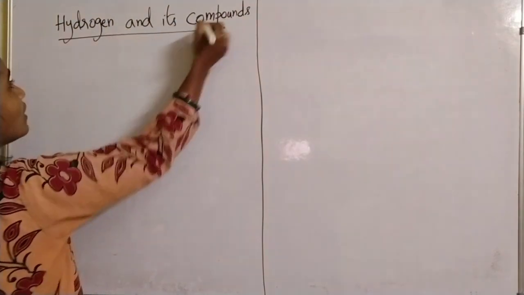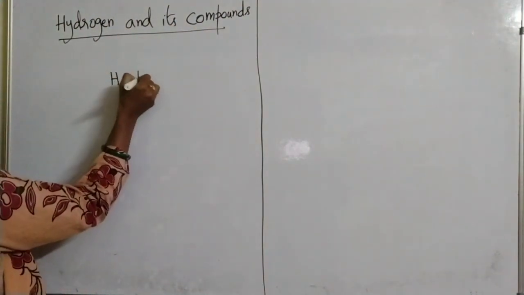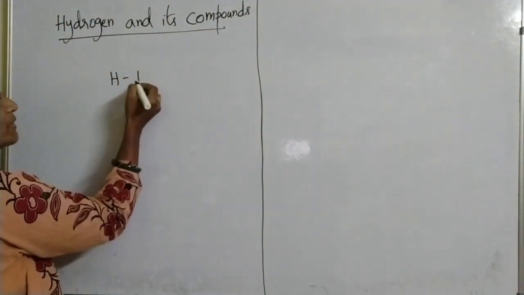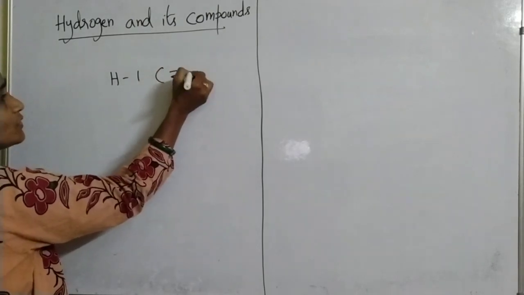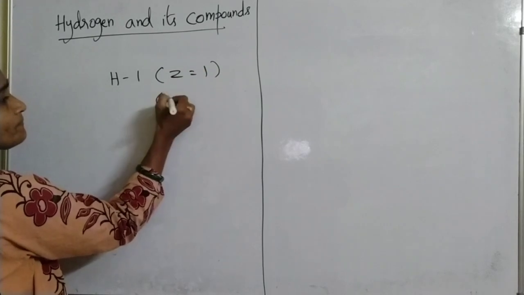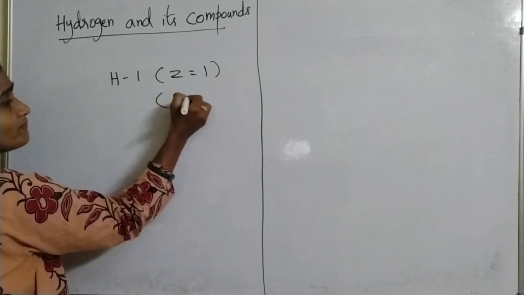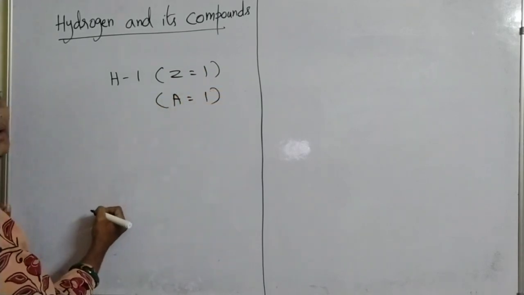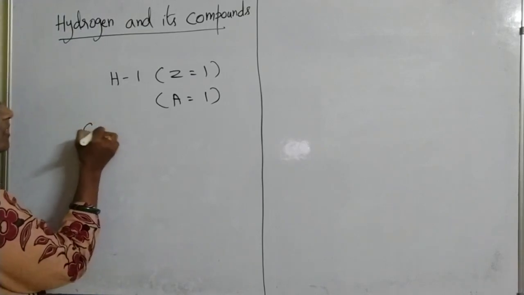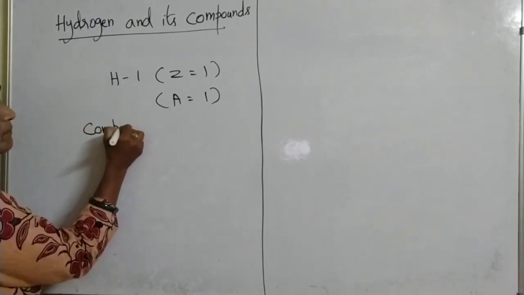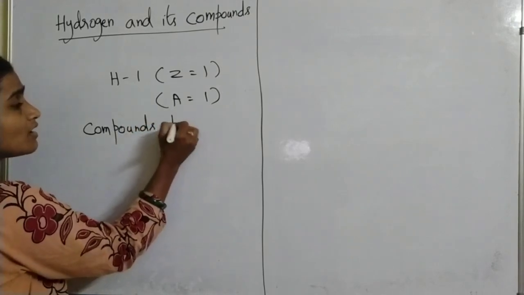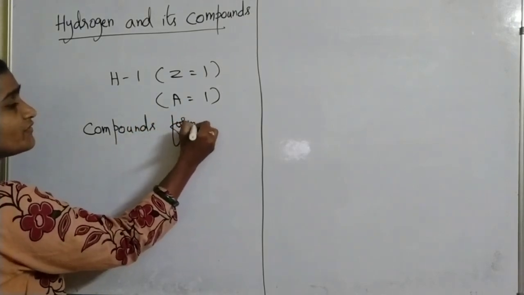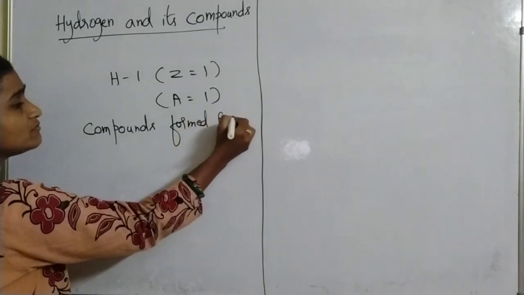You are all aware that hydrogen's atomic number is 1, and its atomic mass is also 1. Z is equal to 1, and mass number A is also equal to 1. What are the different compounds formed from hydrogen?